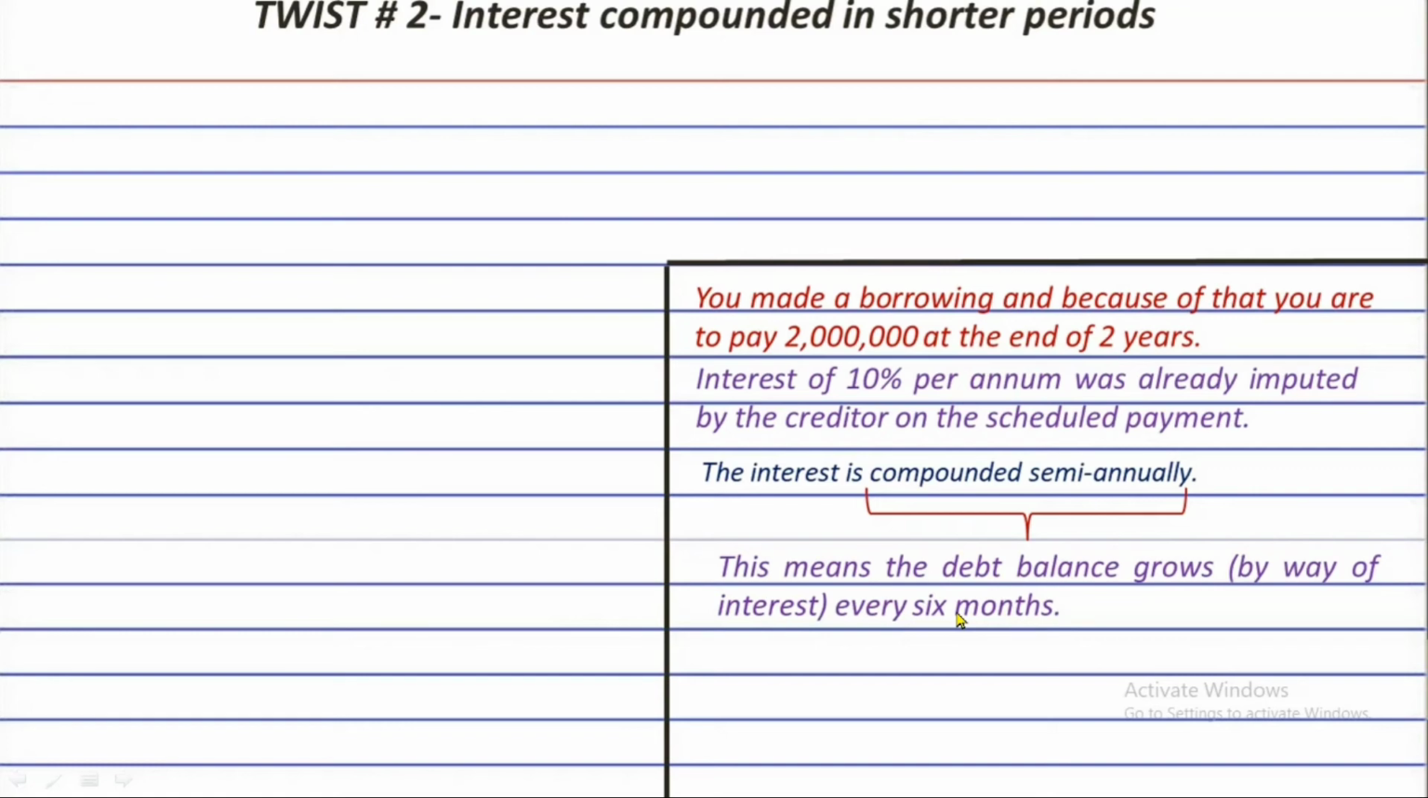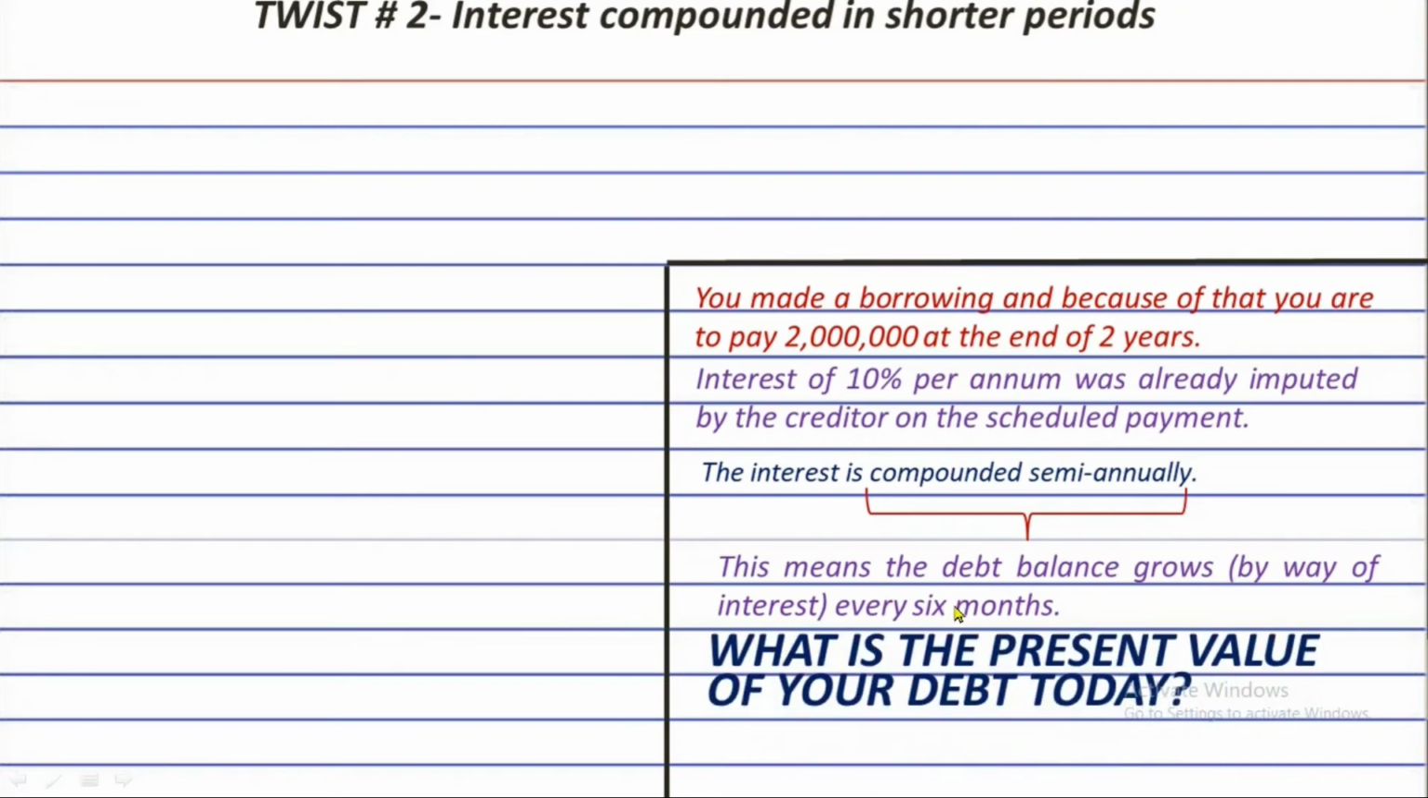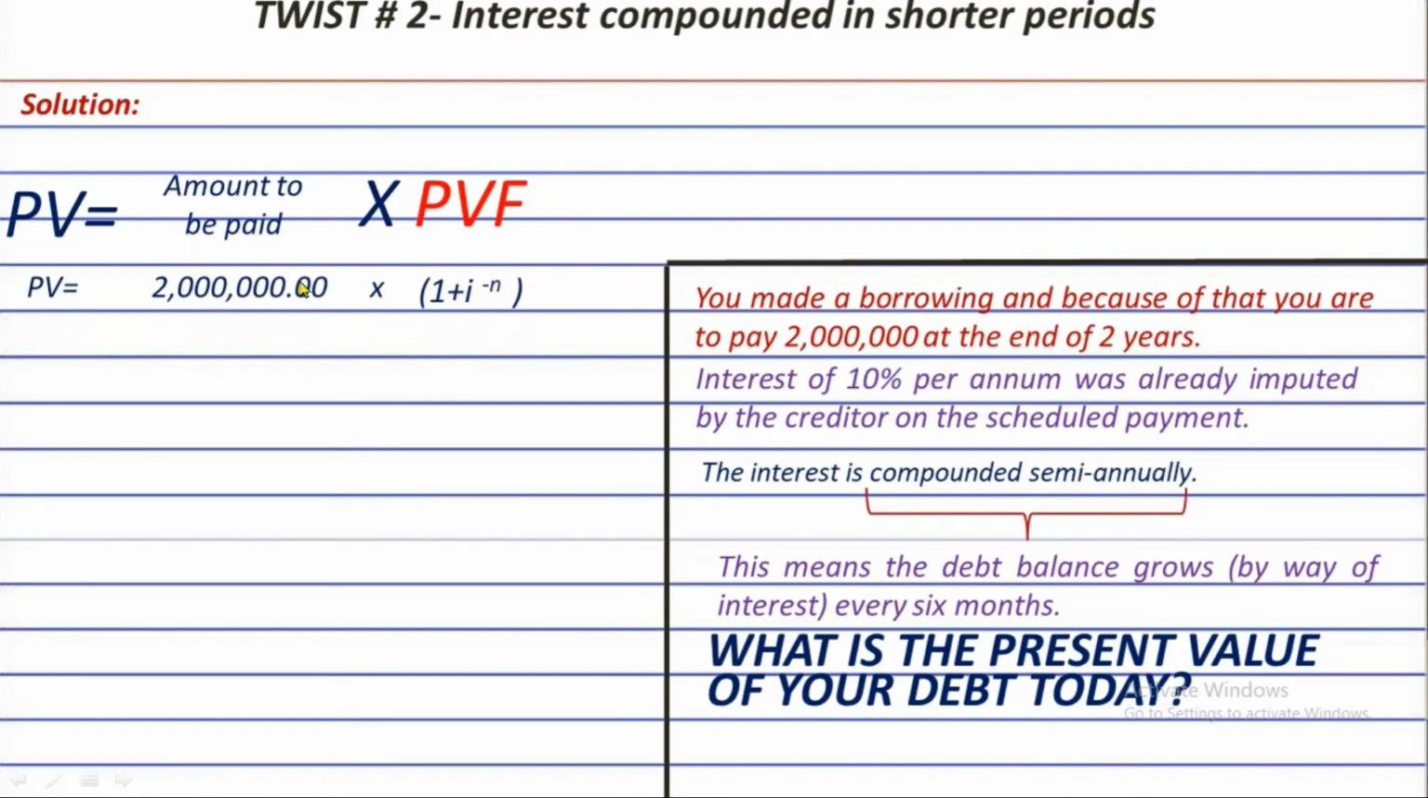Now, let's see the twist because of this. So, what's the twist because of this in getting the present value of your debt? So let's answer that. So again, to get the present value, we have again the amount to be paid in the future times the present value factor. So substituting, we have 2 million times 1 plus i raised to the power of negative n, right? Again, we are using this 1 plus i raised to the power of negative n because you are to pay only once after 2 years.